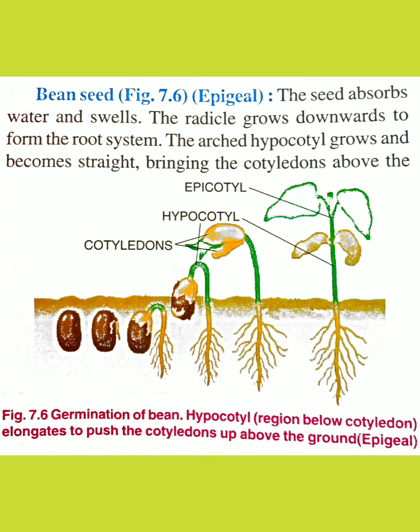Next, take an example of bean seed, which shows epigeal germination. Epi means above and geo means earth. Here also the seed absorbs water and swells. The radicle grows downwards to form the root system. Here the hypocotyl grows and becomes straight, bringing the cotyledon above the soil. Therefore, the germination is epigeal.